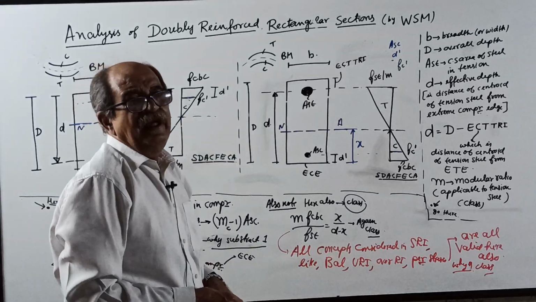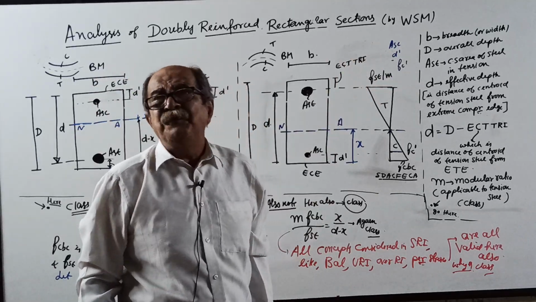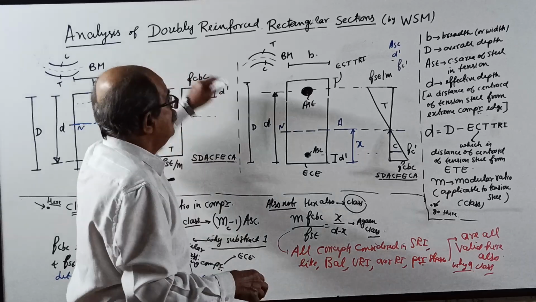I think nothing further is required. If anything is required, I am telling in the doubly reinforced part now. Other things are singly reinforced part, already told from class 1, part 1 to part 5. You can go through. I think over.